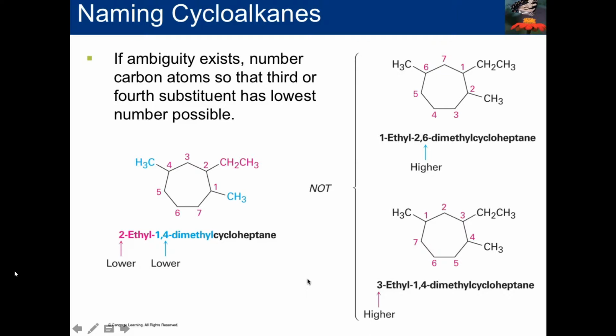If there is confusion, you actually then go to the third and fourth substituent. 1,2,4 is a smaller collection of numbers than 1,2,6. So you're always numbering in such a way as to have the lowest possible numbers. And then we use the alphabet. Ethyl comes before methyl. We don't alphabetize based on the di in dimethyl.